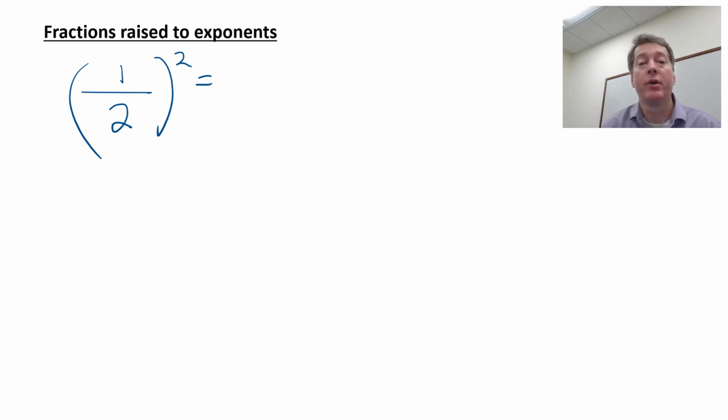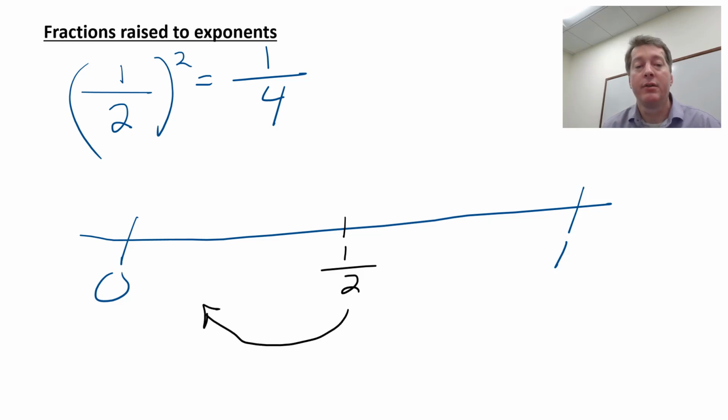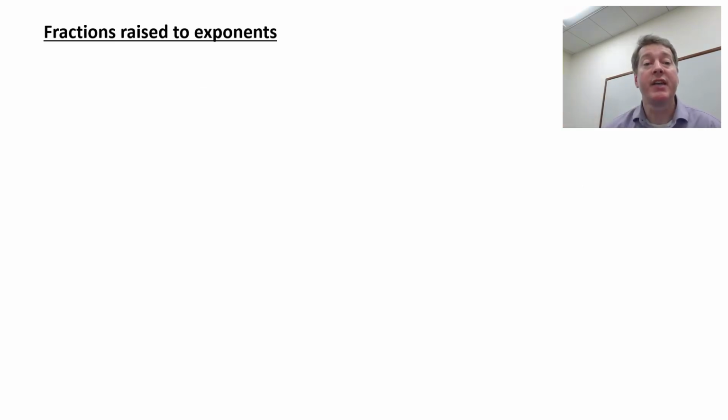One point I want to make, I said earlier, 1/2 squared is 1/4. It gets smaller, not bigger. If you take a fraction and raise it to a positive exponent, the number gets smaller, not bigger. If I were to write the number line, so here is 0, here is 1. Suppose I write 1/2 in here. 1/2 squared is 1/4. It's smaller, not bigger.